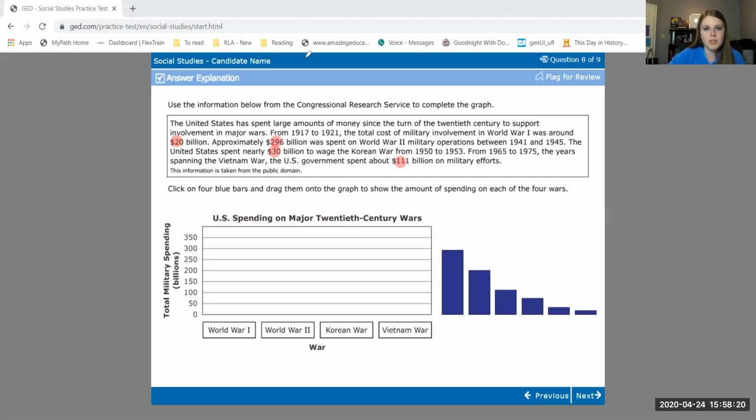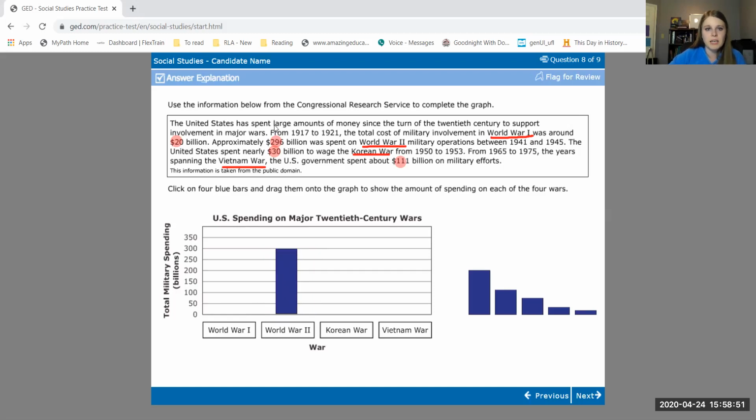So if I match those up, the 20 billion goes with World War I, 296 World War II, 30 goes with Korean, 111 is Vietnam. So the biggest one was the 296 in World War II. So I'm going to try this big one. I'm going to match it up to this number here. It is almost 300, and it goes in this World War II spot. So that looks like that matches.